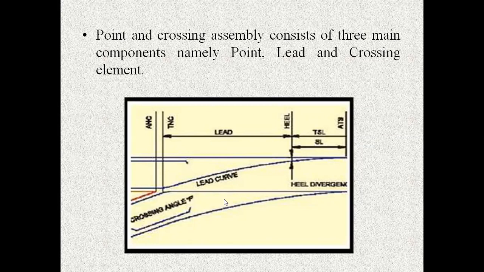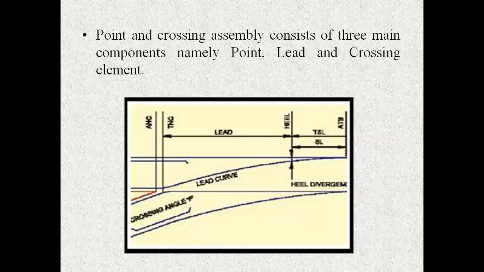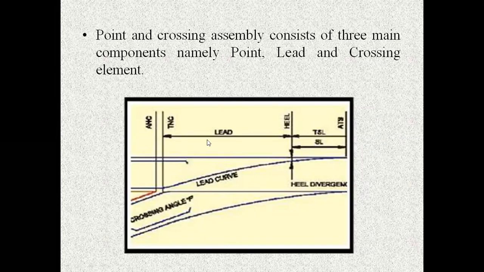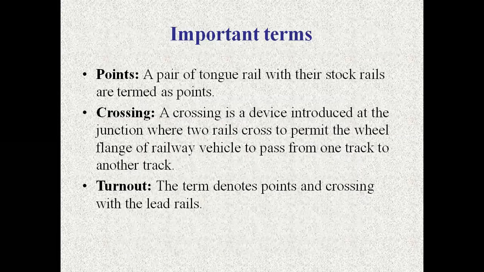And there is a left hand turnout. From this point of view, there is a left hand turnout, and this is the lead rail. And here we are placing heel blocks to ensure the gaps between these two rails. These are the important terms in this points and crossings lecture.